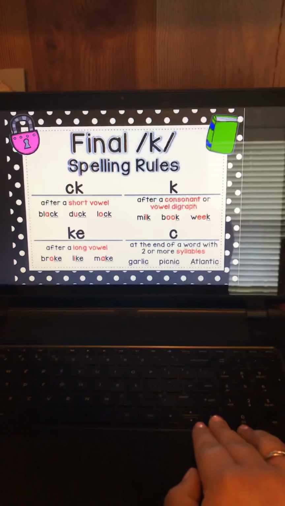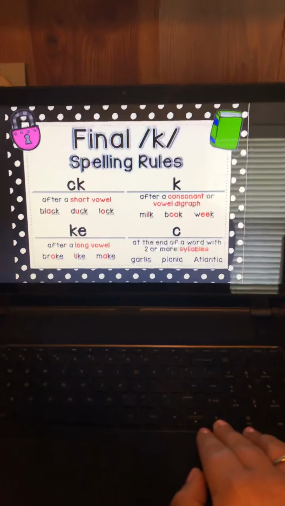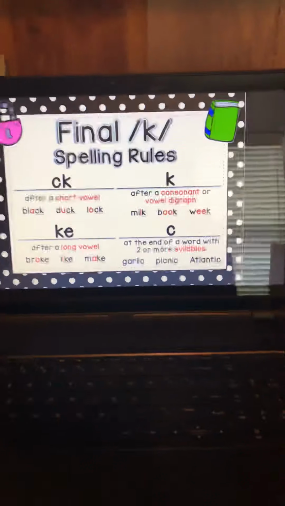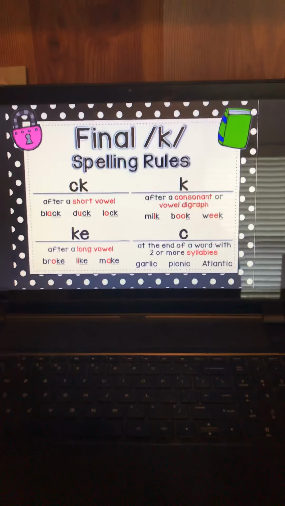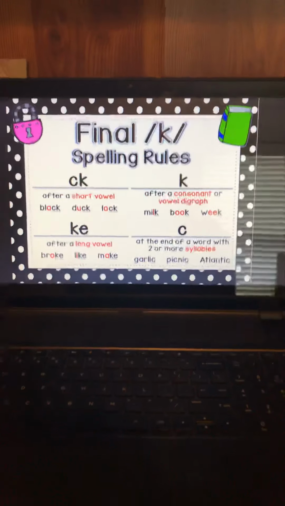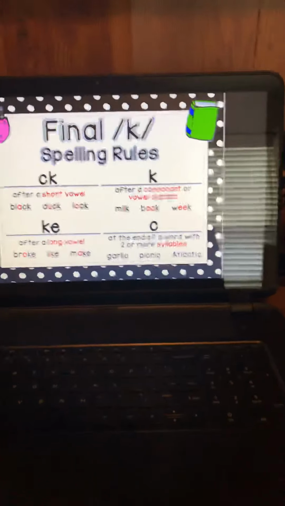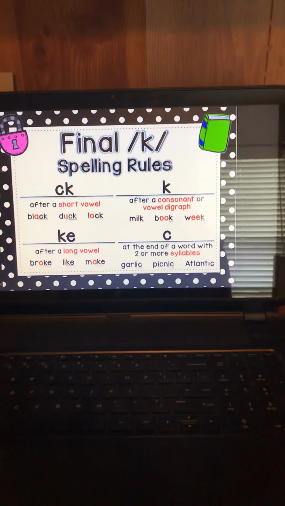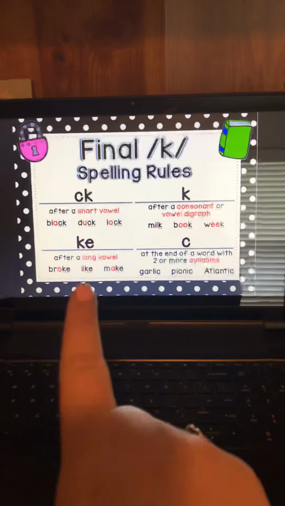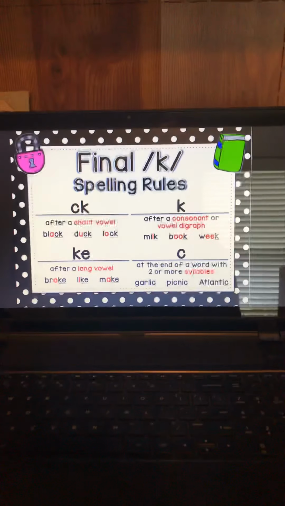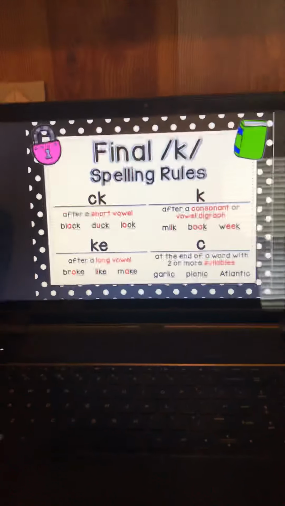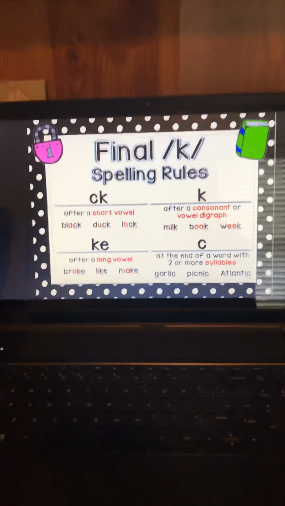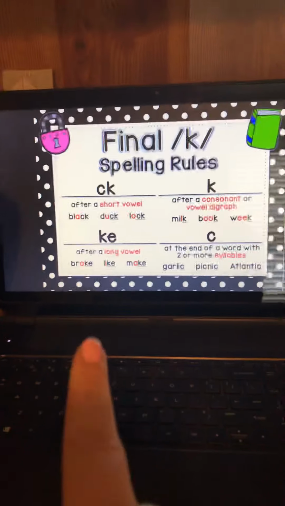Our final K spelling rule. Our final K means when we hear the K at the end of a word, because it's in the final position. So we say CK after a short vowel like black, duck, lock. Let's do our K. K after a consonant or a vowel digraph like milk, book, week. Good. KE, if we would add a KE after a long vowel like broke, like, make. So when you hear that long vowel sound, those are in the red.